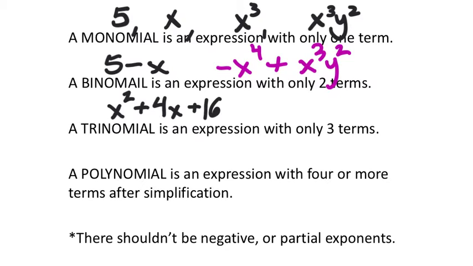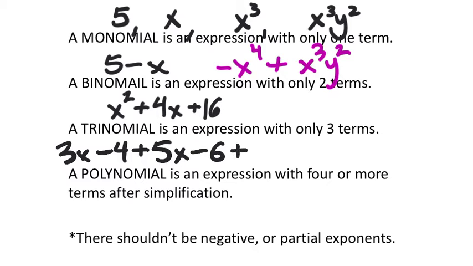So we have seen some of those problems with simplification, right? That started as a polynomial, but maybe ended up as a binomial, such as, 3x minus 4 plus 5x minus 6 plus 8x. This would be considered a polynomial, even though in its simplified format, it only ends up being a binomial, okay?